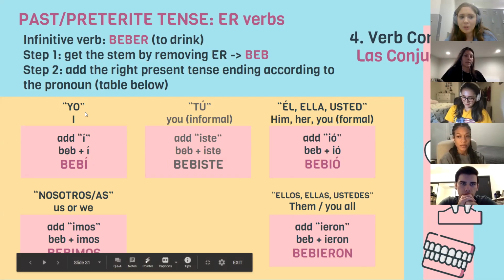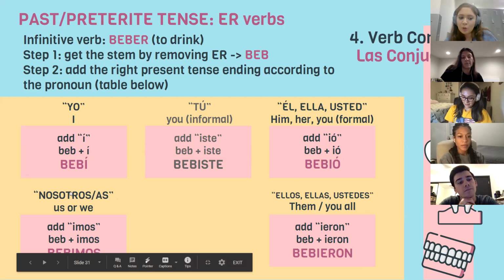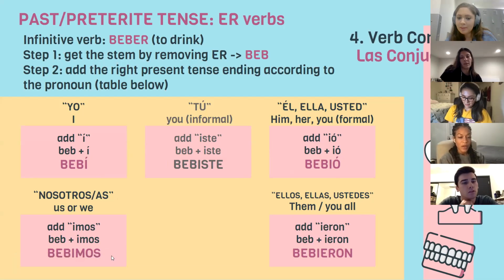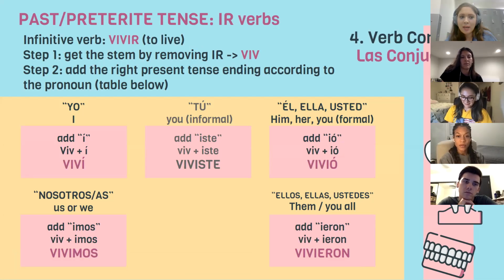So let's practice them together quickly. Yo bebí. Tú bebiste. Ella bebió. Nosotros bebimos. Ustedes bebieron. Perfect. And now let's try this out.